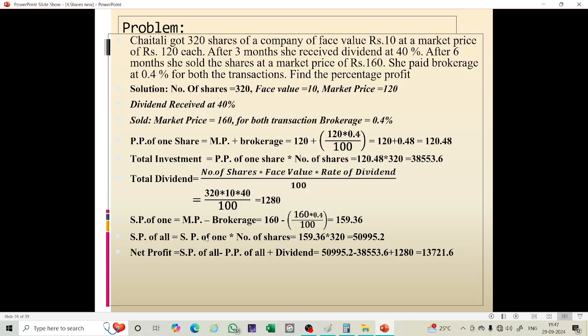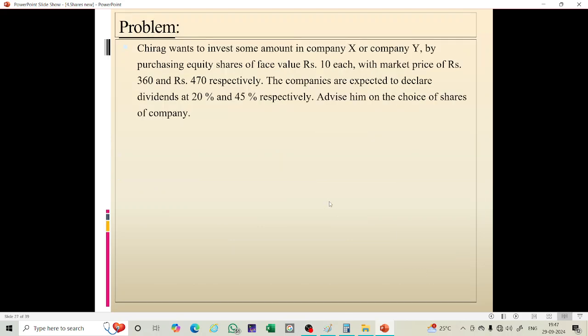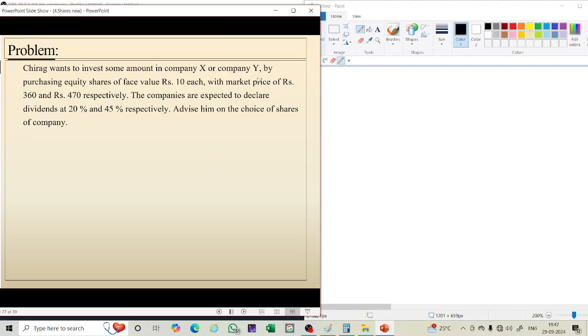Now rate of return, or you can say percentage gain, is nothing but net profit upon purchase price of all into 100. Use all the values whatever we have calculated. So 13,721.6 divided by 38,553.6 into 100. From this we get percentage profit is equal to 59%.